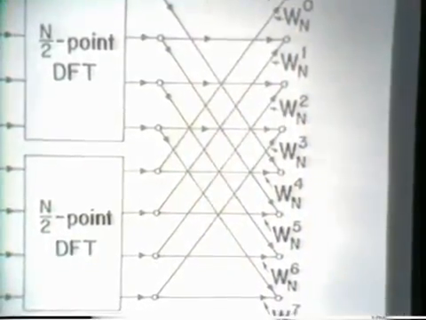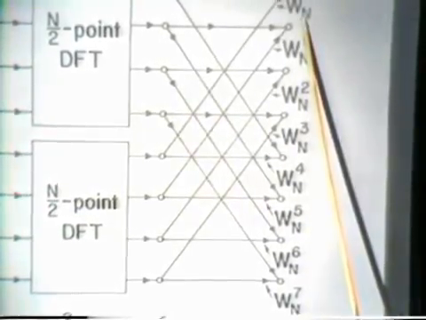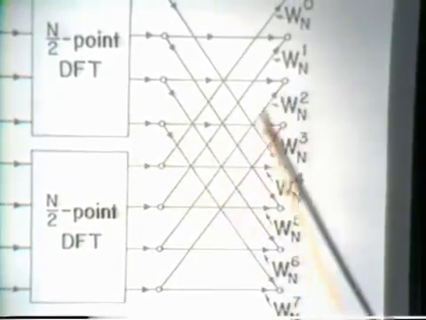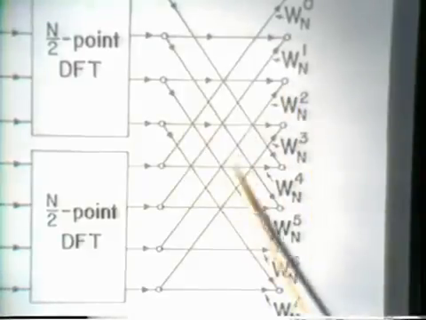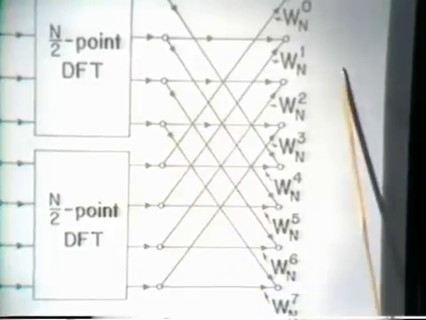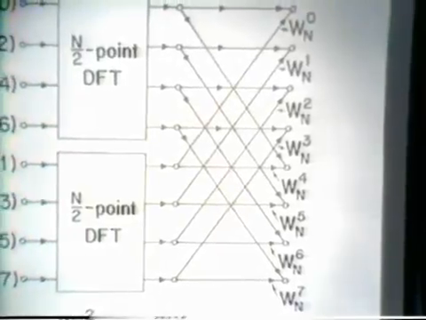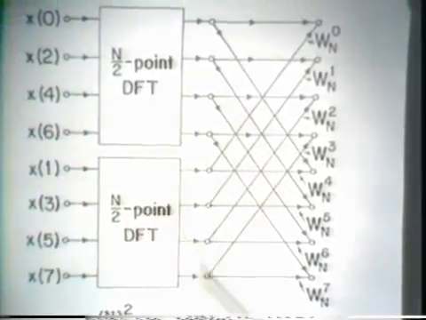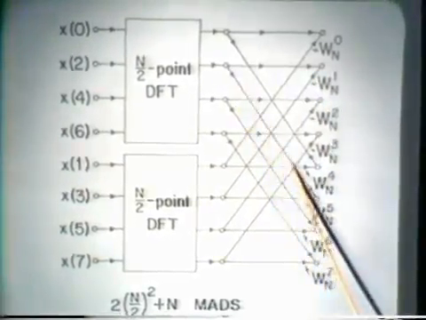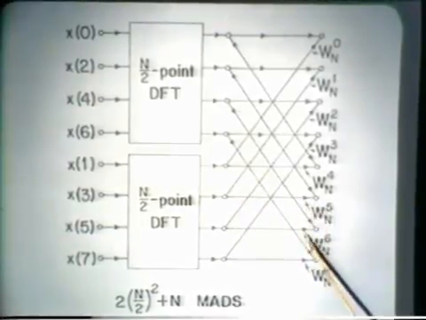The second thing that I'd like to draw your attention to is that the multiplications by powers of W always are applied to the branches which come from this bottom transform. And that's because we had the expression that x of k was equal to g of k plus w sub n to the k times h of k, and this was the h of k. So it's in the bottom branch of these butterflies that we see always the multiplication by these powers of w.